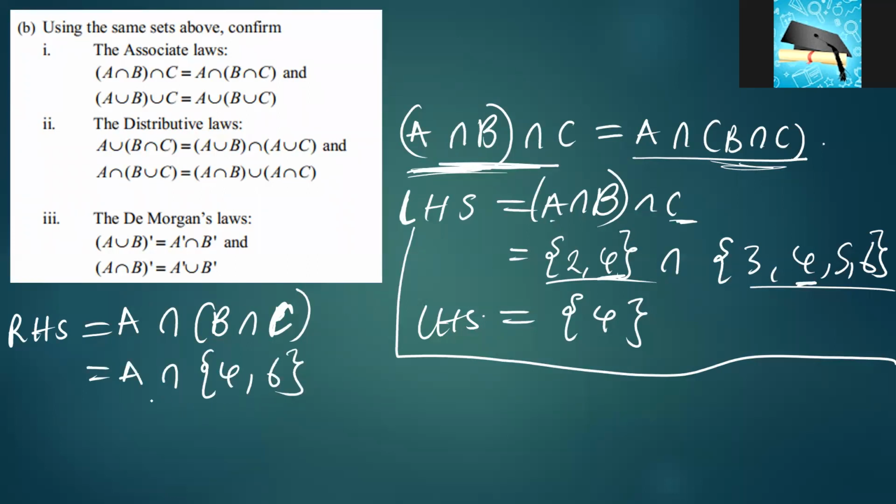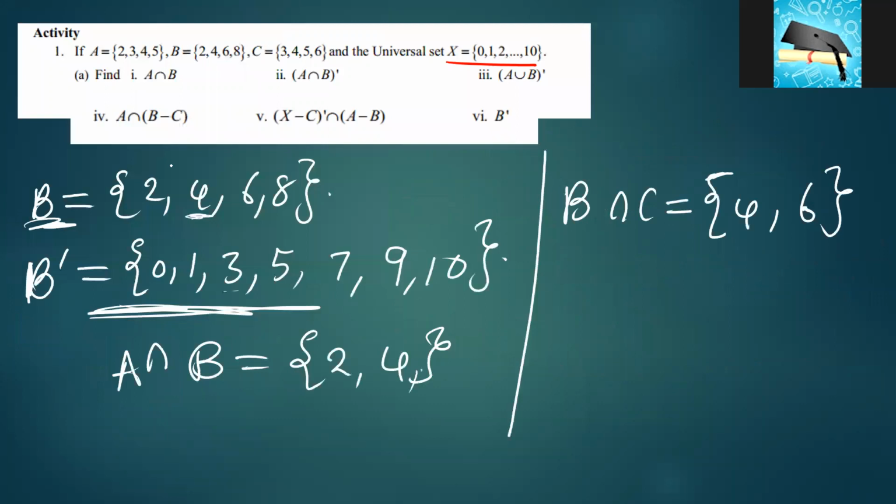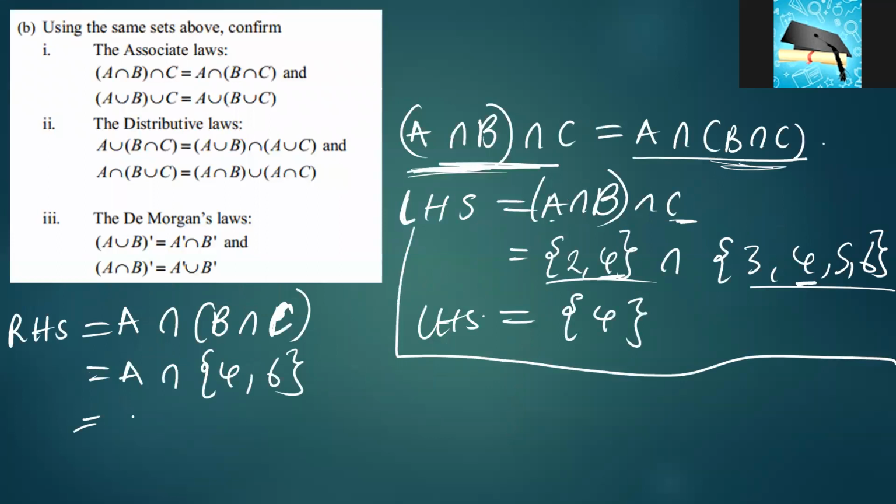After finding this, let us find the common elements between A and B intersection C. So which one is our set A? Our set A is 2, 3, 4, 5 from the sets that we are given. 2, 3, 4, 5. So this is our set A. Then we're trying to find the intersection set between A and B.